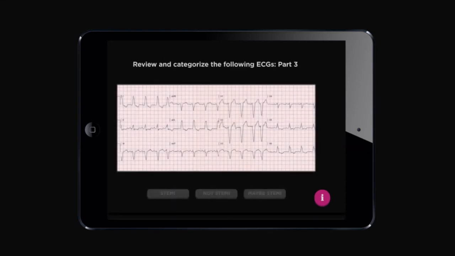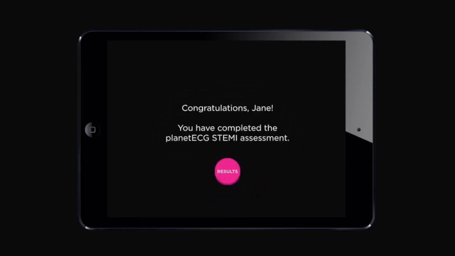If the ECG meets the ST elevation criteria and a STEMI imposter is identified, then, for now, it would be categorized as a maybe. Once the full assessment is completed, the participant can click to see how they did.